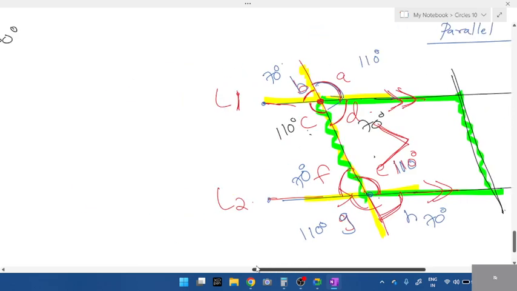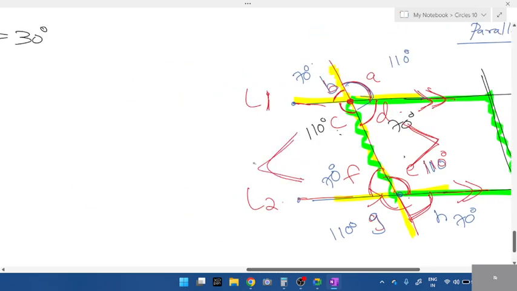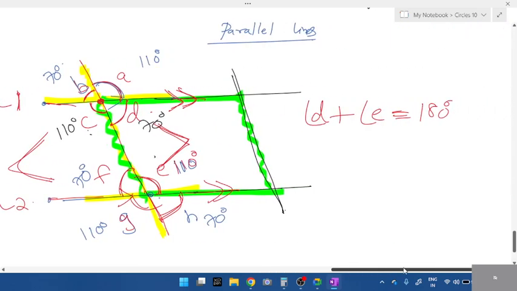If I go on the other side, what about angle C and F? Sum is equal to 180. But C and F is not required. We'll take the right hand side part. Remember, these two are allied angles. What do you call them?